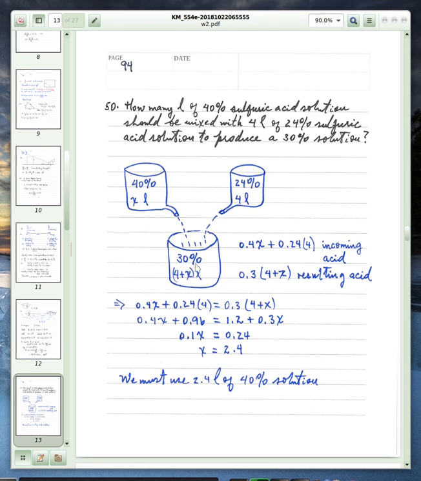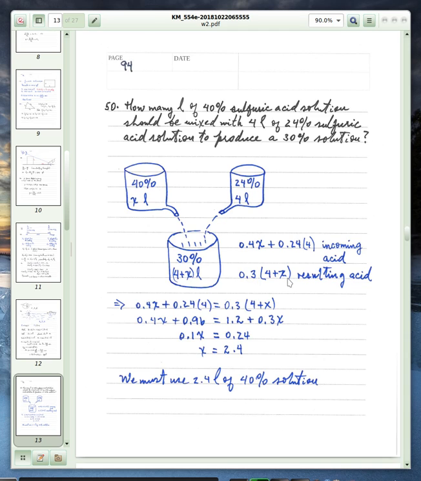At the end, what do you have? You have 4 liters came from here, X liters came from here, so you have 4 plus X liters, and the amount of acid is 30%. So the resulting acid is going to be 0.3 times (4 plus X).